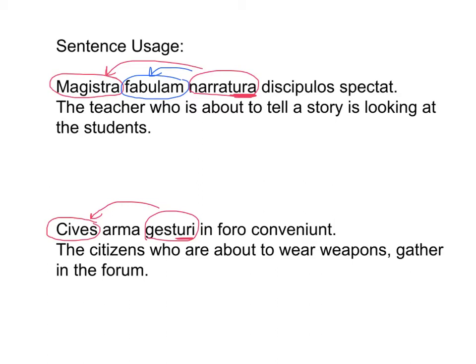The next task for you is to figure out what the direct object is, if there is any. You're right if you said it's arma. If you didn't get it right, try to ask the question, what are they about to carry? If you can answer that question, that means that the participle has a direct object. They are about to carry weapons or wear weapons.